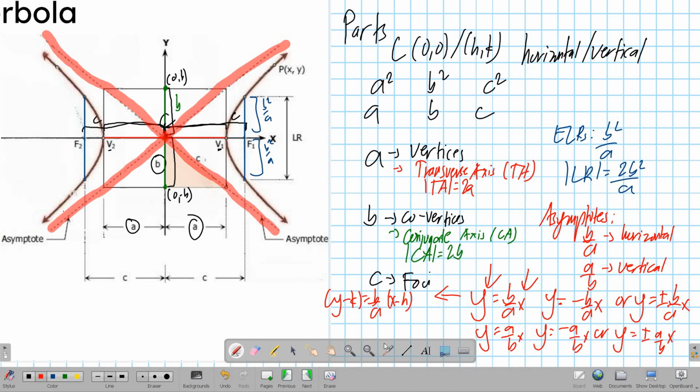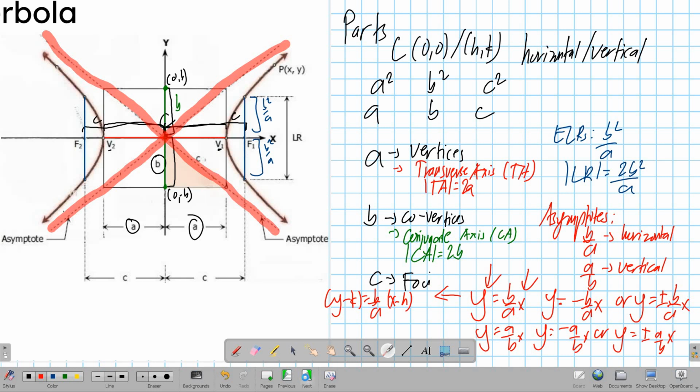Another thing to emphasize is that when we draw the asymptotes and the hyperbola itself, you notice this square here. This square is guided by the vertices and the co-vertices. The asymptotes should pass through the corners of this square, and of course through the center as well. So that's a guide, especially when our asymptotes become too complicated to graph.